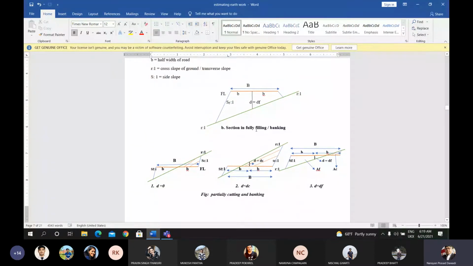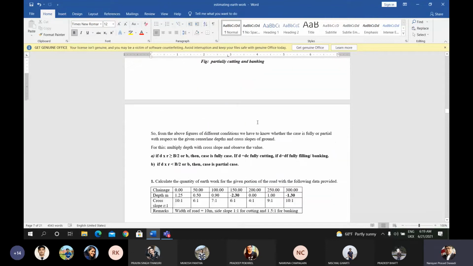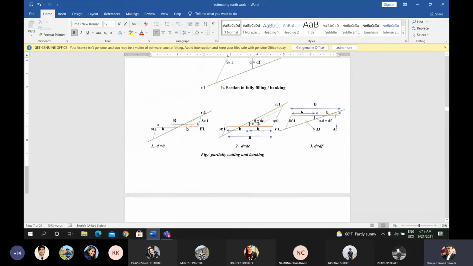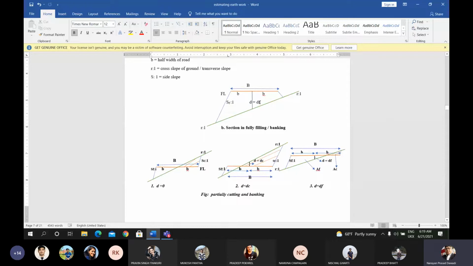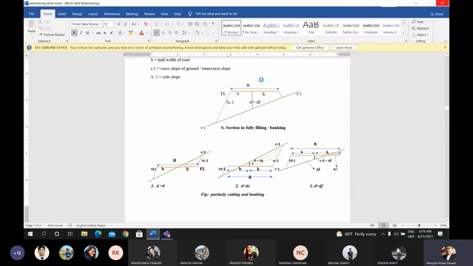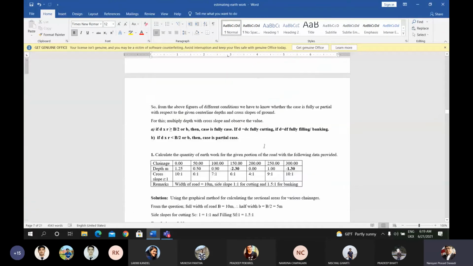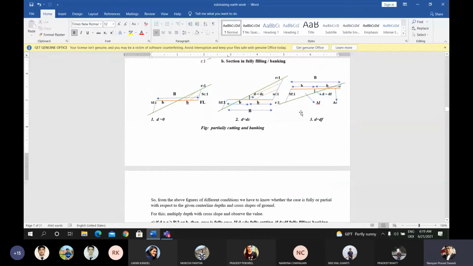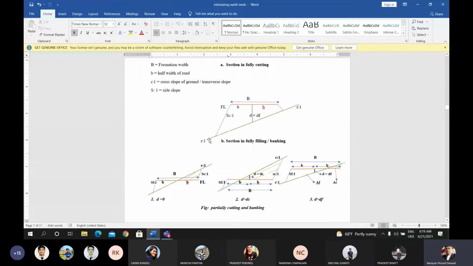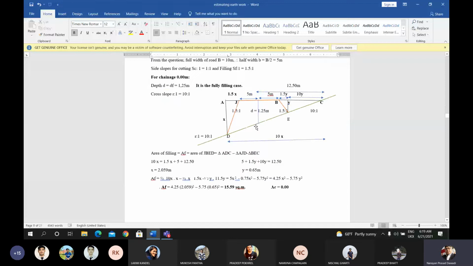Okay, in this fully filling figure, d is equal to, I think, 1.2 meter or 1.25 meter. Okay, and the value of d is equal to 1.5 meter here. The side slope is 2:1. The total width of the road is 10 meter. Half width will be 5 meter here. You have to put the values. The cross slope R value is given as 10:1, I think, for the first case. You put these values in the figure, and the figure becomes this type of figure.